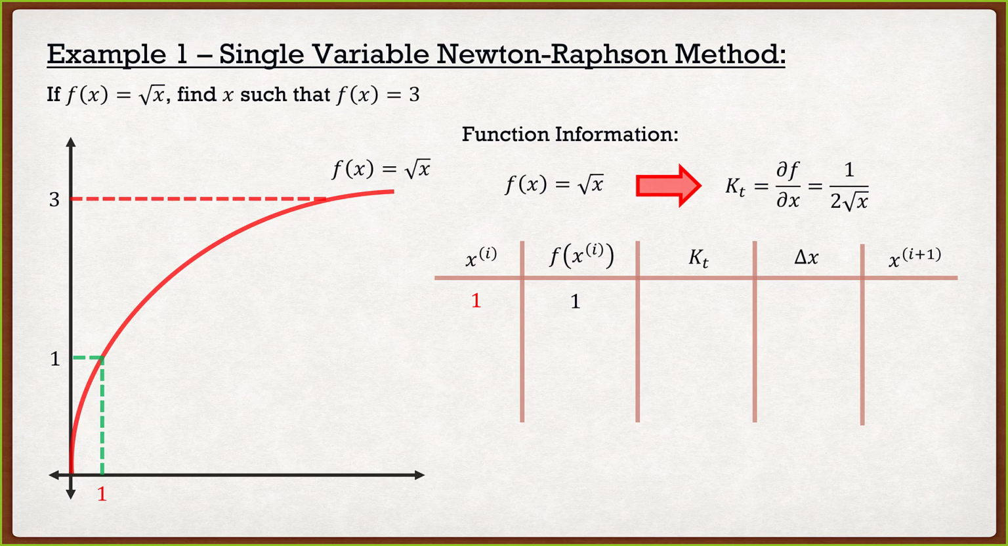Well, we have a nice formula here. Remember, it's simply the derivative. So kt is equal to 1 divided by 2 multiplied by the square root of x. Now x there, that's our initial guess, which is going to be 1. So basically kt is going to be 1 divided by 2 multiplied by the square root of 1, which is 1, or basically kt is going to simply be 1/2.